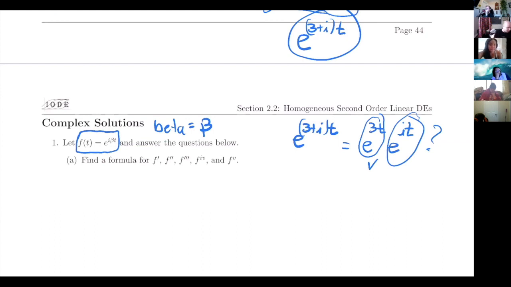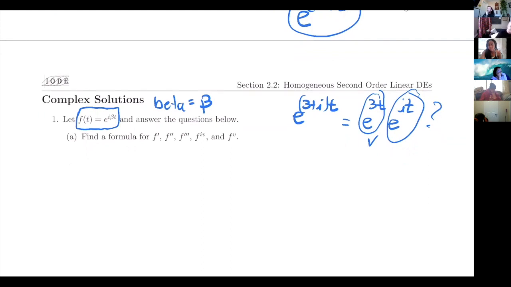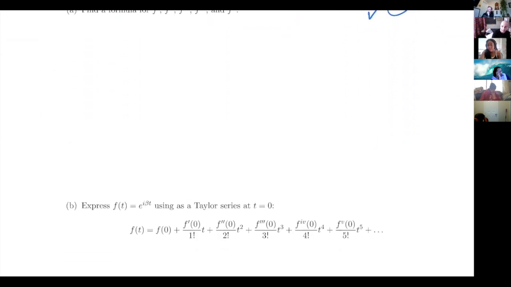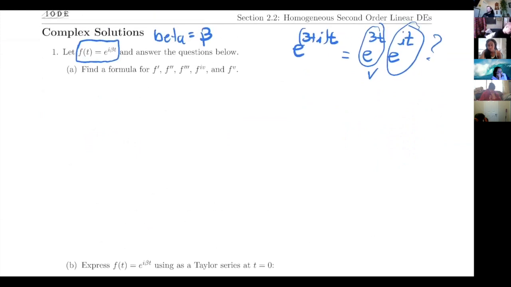So as you saw in the video or practiced on the reading quiz, let's try and set up the Taylor series for e to the i beta t, which means we're going to need to use this formula down here, which means we're going to need to find and evaluate first, second, third, fourth, etc. derivatives of our function f. So we've got f prime of t would be i beta e to the i beta t, right? Just using the chain rule on that.